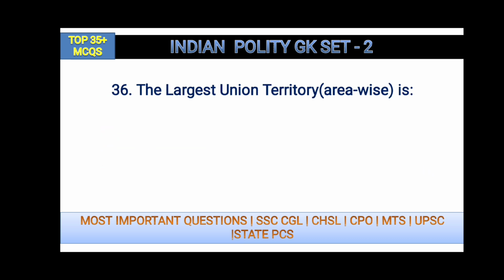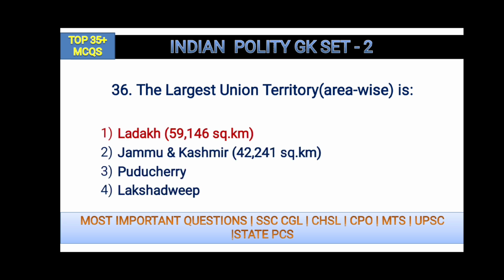The largest union territory of India area-wise is Ladakh. I have written Ladakh, and you can see the area, 59,146 square kilometer, the largest union territory, and the second comes Jammu and Kashmir with 42,241 square kilometer. First is Ladakh and second is Jammu and Kashmir.